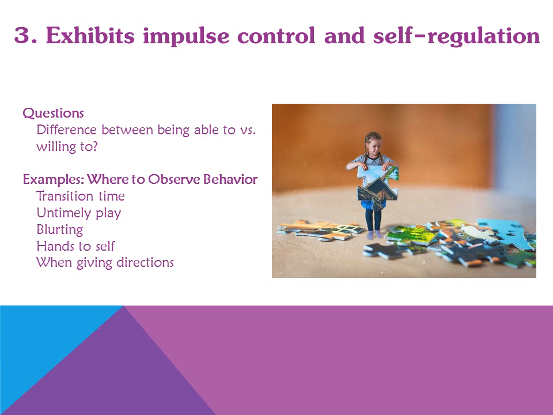You could observe this behavior in any transition that comes up, the many transitions in your kindergarten day. Examples include untimely play. That's where a student wants to do some play activity when it's not appropriate. And are they able to be redirected by you? Blurting out is another common thing in a kindergarten class. Are they able to moderate their behavior about that, keeping their hands to themselves, or are they able to follow a direction, especially when they have a different idea about what they want to do?